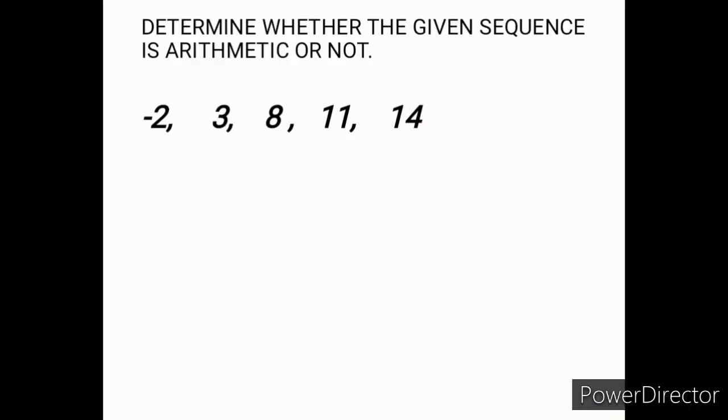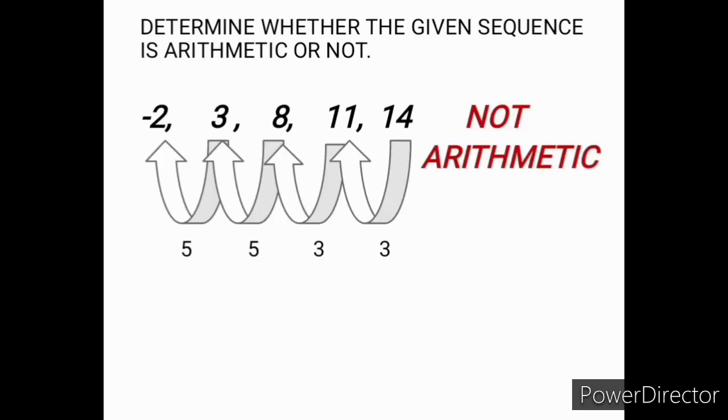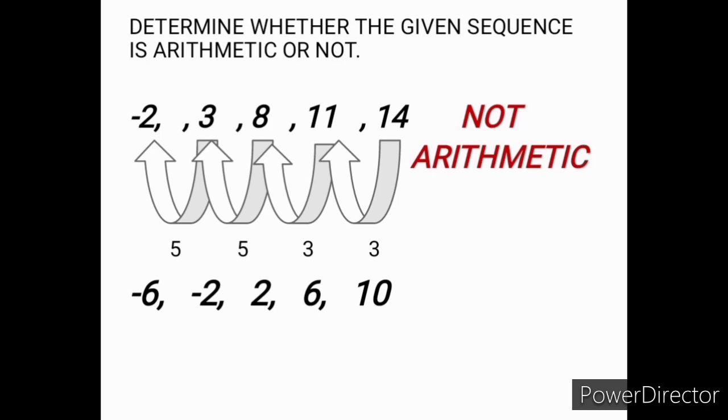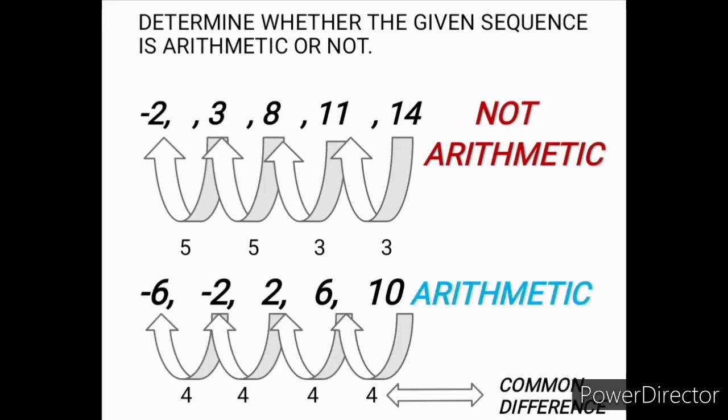Now, let us determine whether the given sequence is arithmetic or not. Is the sequence negative 2, 3, 8, 11, 14 an arithmetic sequence? The answer is no, it is not arithmetic, because it doesn't have the common difference. How about the sequence negative 6, negative 2, 2, 6, 10? The answer is yes, it is arithmetic, because of 4 as its common difference.